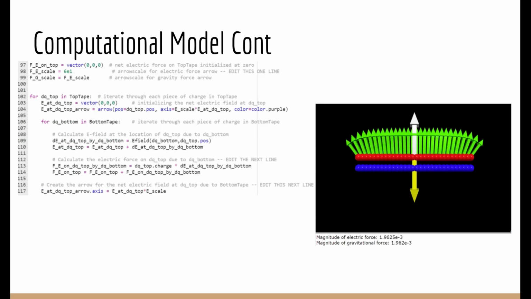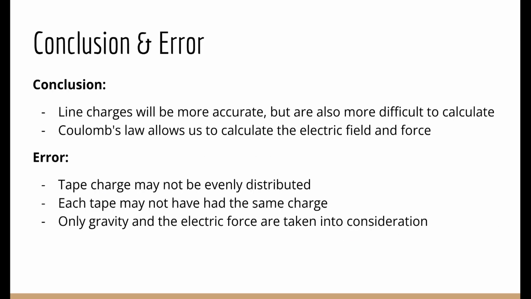And then here the changes in the top tape and the bottom tape are calculated, and the arrows are consequently formed. The final result is shown on the right-hand side, yielding results of the electric force being 1.9625 times 10 to the negative 3, and the gravitational force being 1.962 times 10 to the negative 3, which are approximately equal in magnitude. In conclusion, line charges are going to be more accurate, but are also more difficult to calculate, and then Coulomb's law is what allows us to calculate the electric field and force.